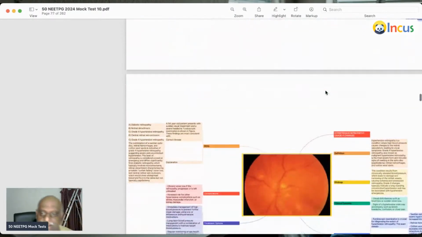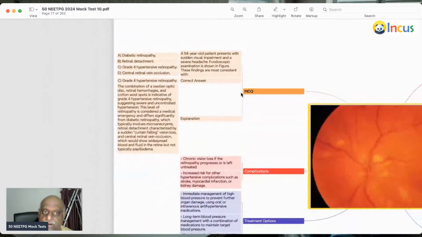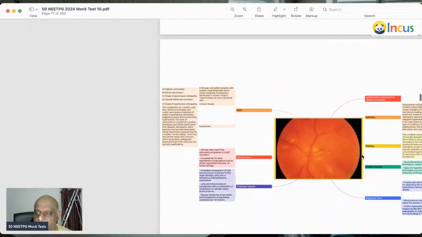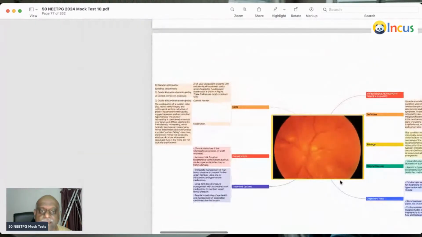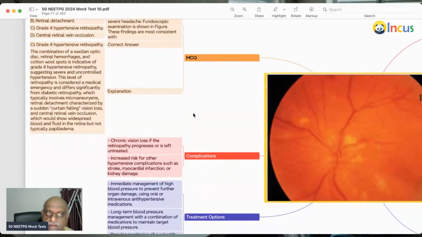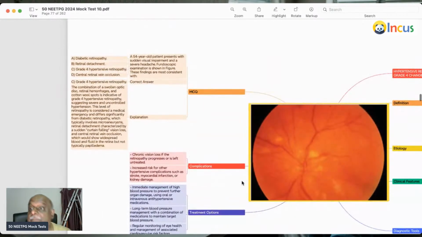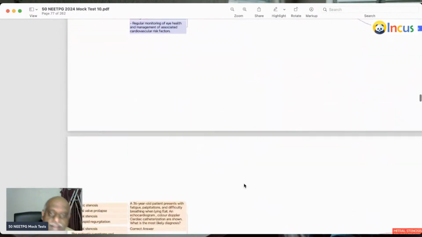A 54-year-old with sudden visual impairment and severe headache. Fundoscopy has been shown to you. So a swollen optic disc, retinal hemorrhages, and cotton wool spots are all indicative of grade 4 hypertensive retinopathy, which is what you should remember.